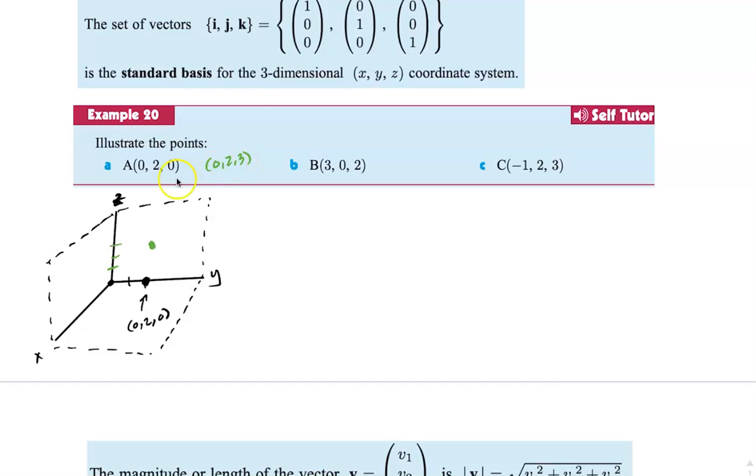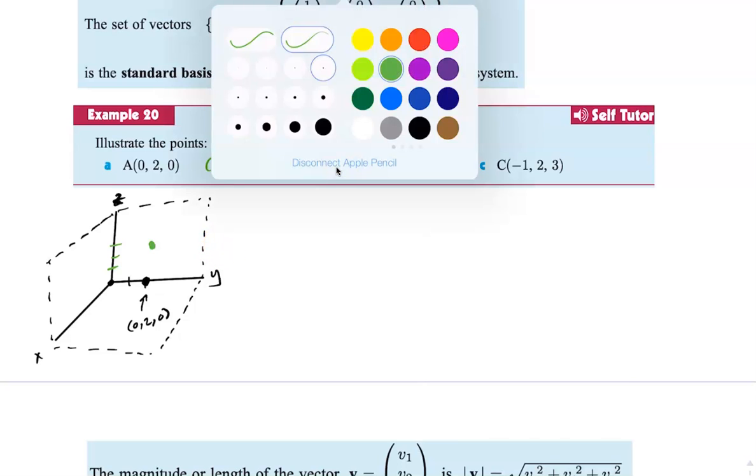And that'll be the point. Right, so my x went nowhere, my y went 2, and then my z went up to 3. So let's try 3, 0, negative 2.